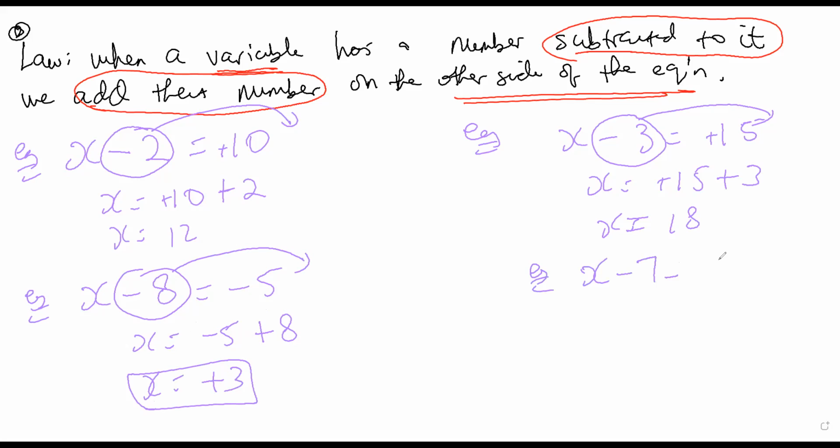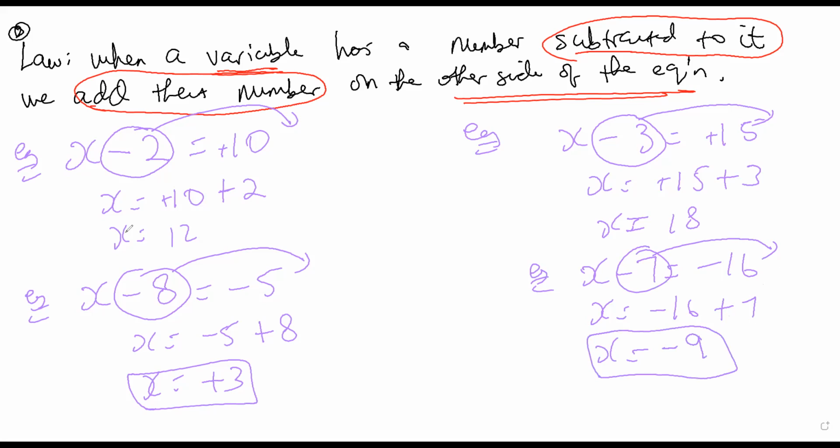Next example here. x minus 7 equals minus 16. Good. x is equal to minus 16 plus 7. Negative 7 becomes plus 7. So x is equal to, again, different signs, subtract and keep the bigger sign. This is minus what? 9. Yeah, minus 9. Are we good to go there?